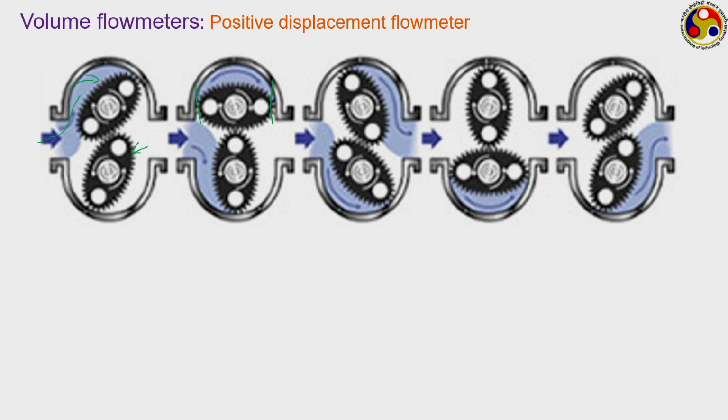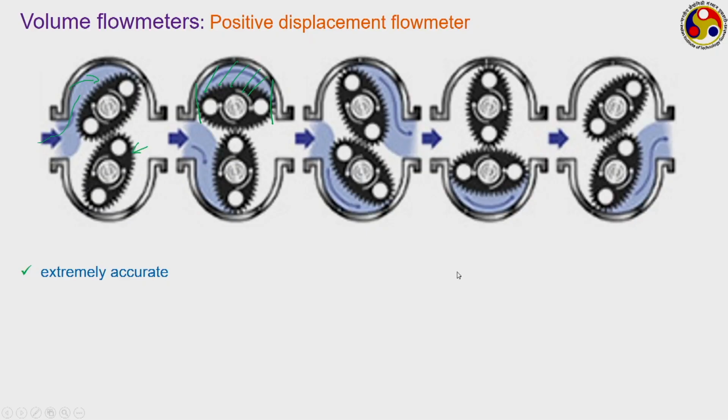Now if we know this particular volume of fluid, then we know how much volume we have discharged during one particular movement of this gear, and how many such movements are taking place. That will give you the idea about the total volume that has been supplied. So that is the way we use the positive displacement flow meter.